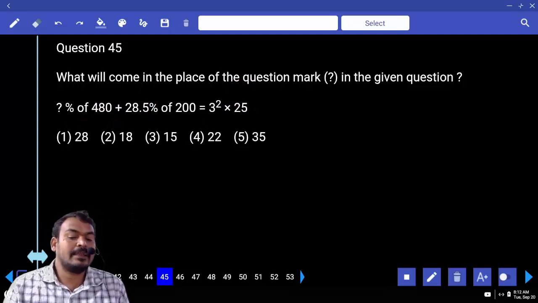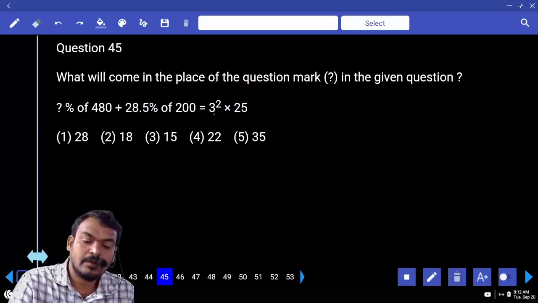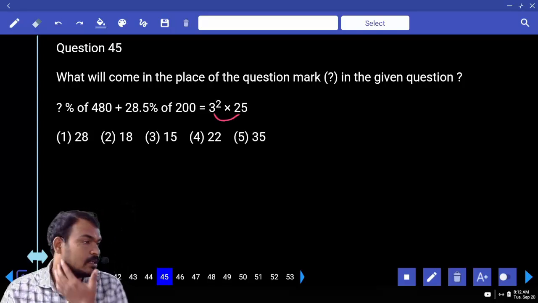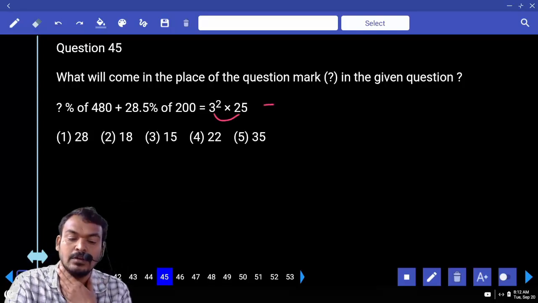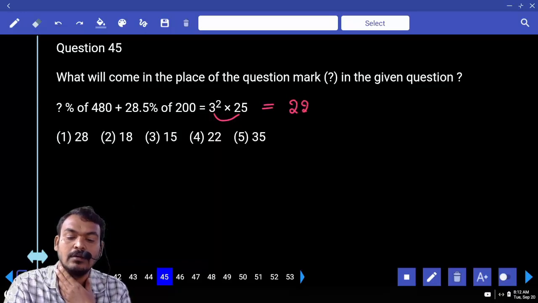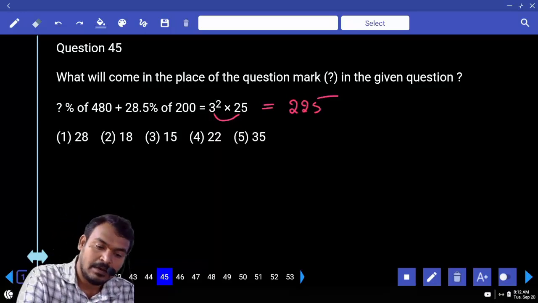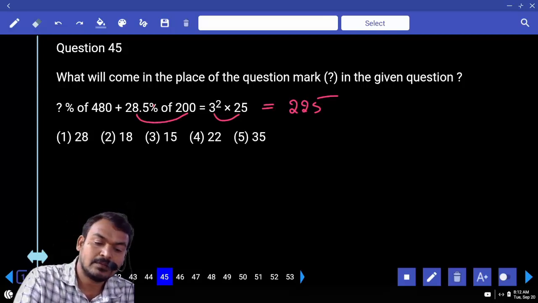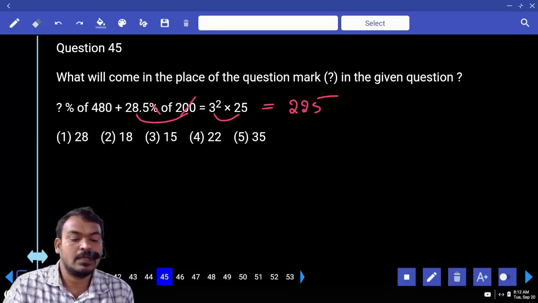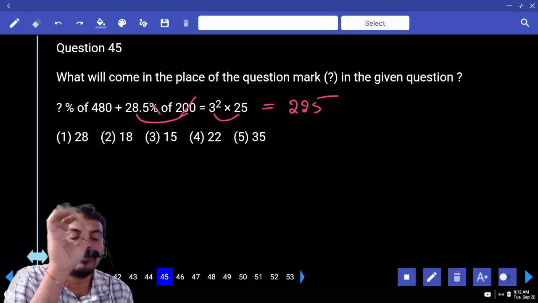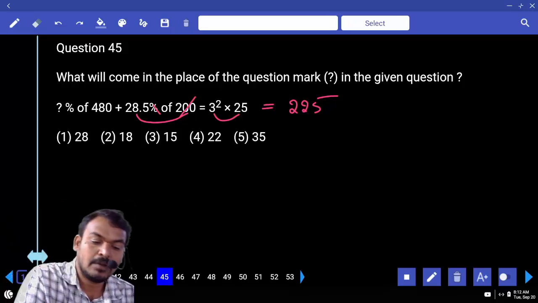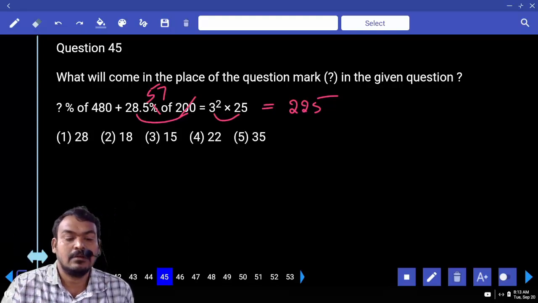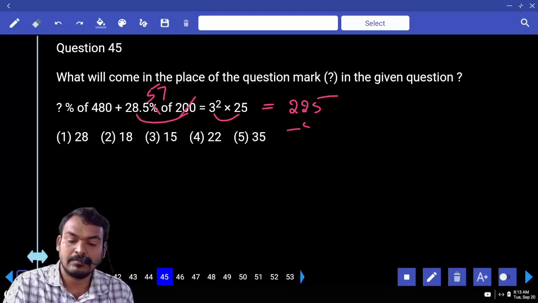Next question number 45. First priority right hand side value or not? 3 square into which one? 25. What is the 3 square? 9. 9 into 25? 225. Next, 28% of which one? 200 or not? Percentage 2 zeros are cancelled or not? What is the remaining value? 28.5 into 2 or not? Nothing but 57. Plus 57 becomes minus 57.